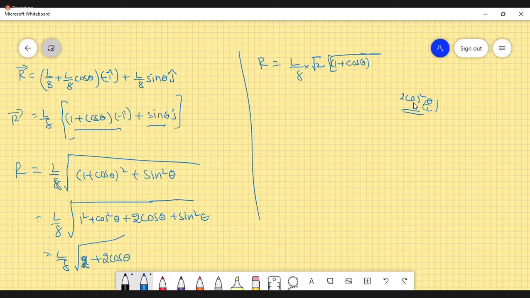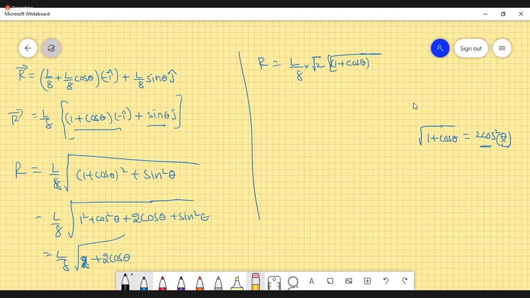So root of 1 plus cos theta equals to what? 2 cos square theta by 2. Correct, sir, the trigonometric formula.